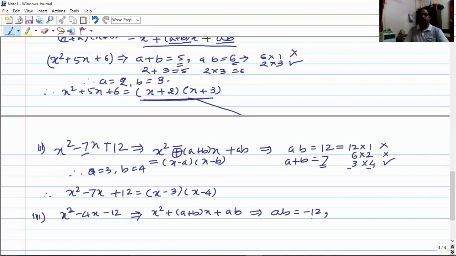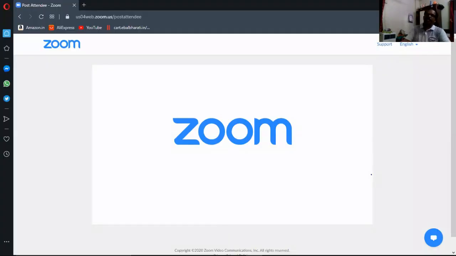Means the product of two numbers should be minus 12, and since the product is negative, obviously the two numbers will have opposite signs. So I can say a plus b should be equal to minus 4, or we can say the difference is equal to 4 also. Okay, so in such case again try to factorize this 12, write down all possible factors of 12. Just as we have seen in the last example, the factors of 12 are 12 into 1, 6 into 2 and 3 into 4.